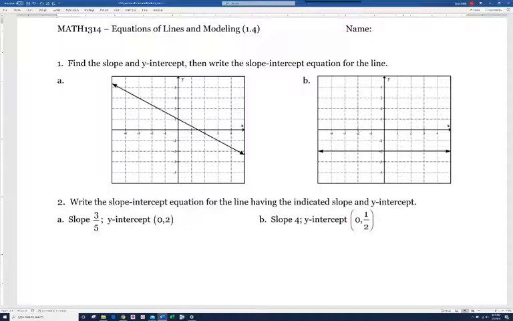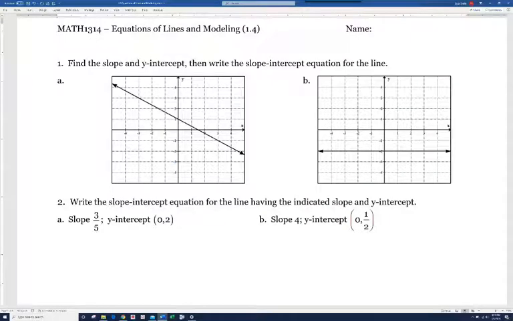So in this section, we'll look at one more equation that you need to learn, and we'll talk about what it's for. Why do we have another equation? So on number 1 here, it says find the slope and y-intercept, and then write the slope-intercept equation for the line.